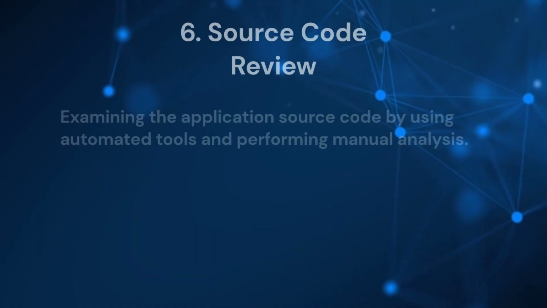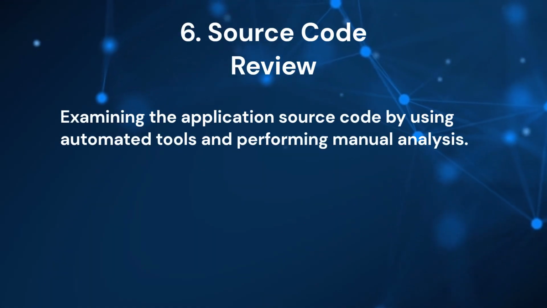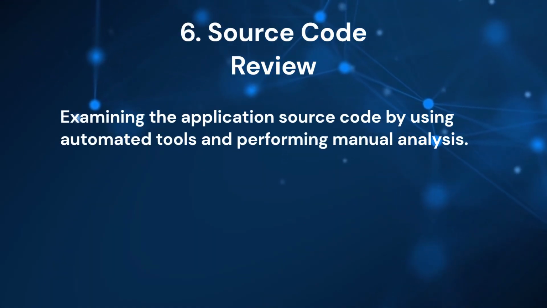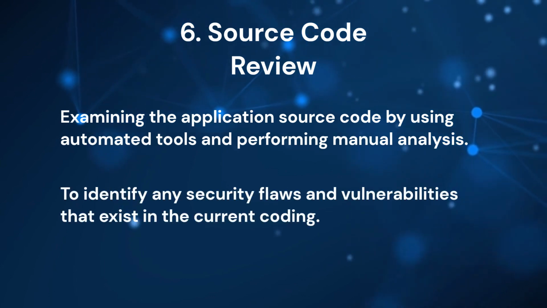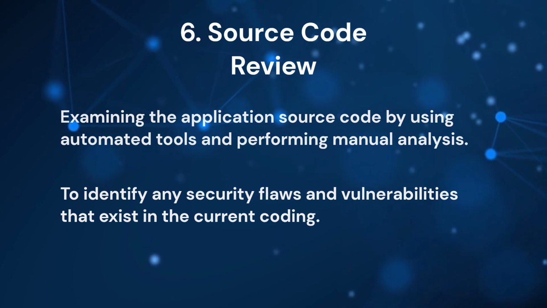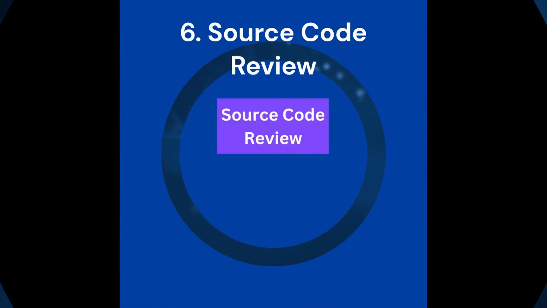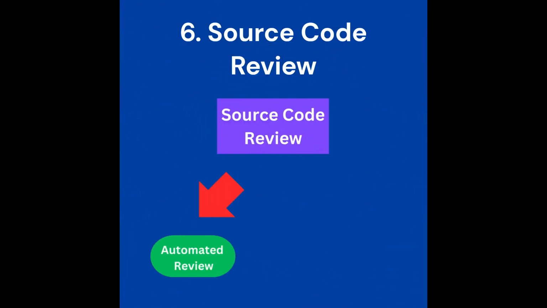Source code review is an assessment that involves examining the application source code by using automated tools and performing manual analysis. The aim is to identify any security flaws and vulnerabilities that exist in the current coding. Firstly, there is automated review, which is using either open source or commercial tools to help find vulnerabilities. Then, there is manual review, which is thorough review of the entire code base.